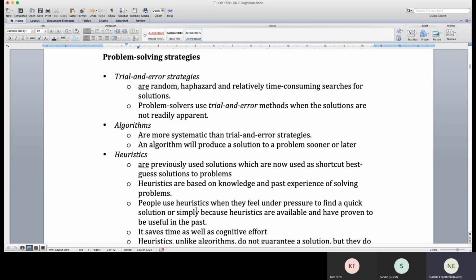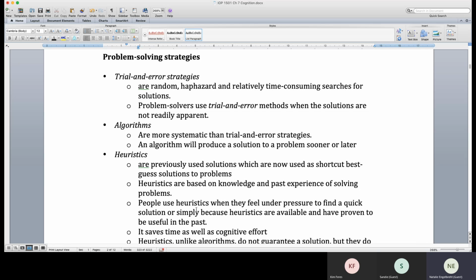The first one is trial and error strategies, and I think we are all familiar with this approach. These are random, haphazard, and relatively time-consuming searches for solutions. Problem solvers use trial and error methods when the solutions are not readily apparent. So say for instance, you need to hit a nail into a piece of wood and you actually need a hammer for this, but I don't have a hammer. But there is a stone lying around, or there is a scissors lying around. So trial and error, you pick up the scissors, no, this doesn't work. What next? Pick up the stone, see if that's going to work. What next? That is what is meant by trial and error strategies.